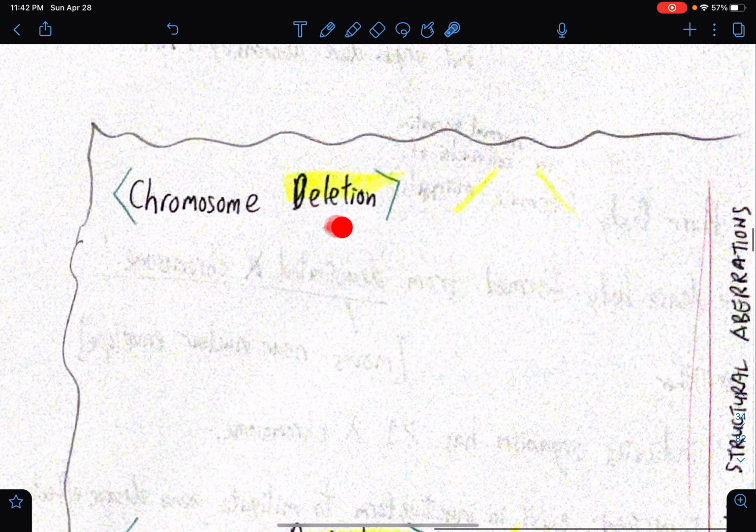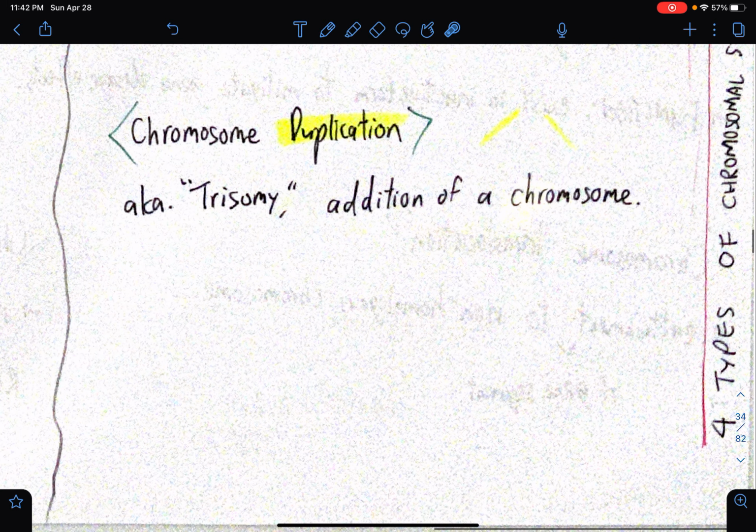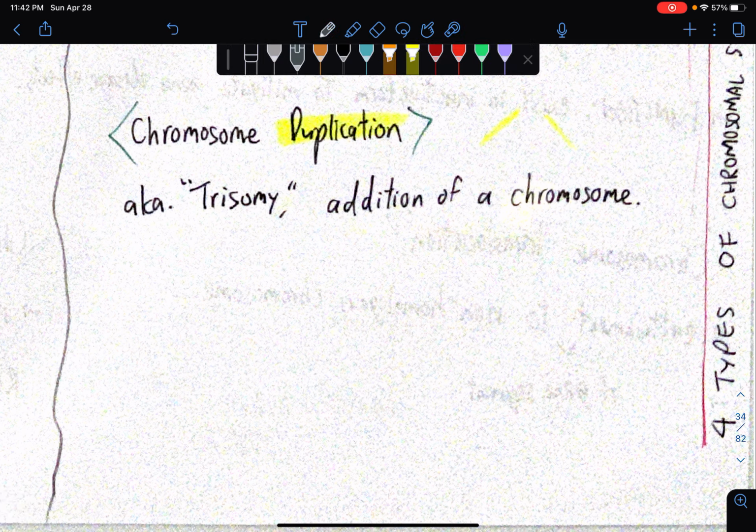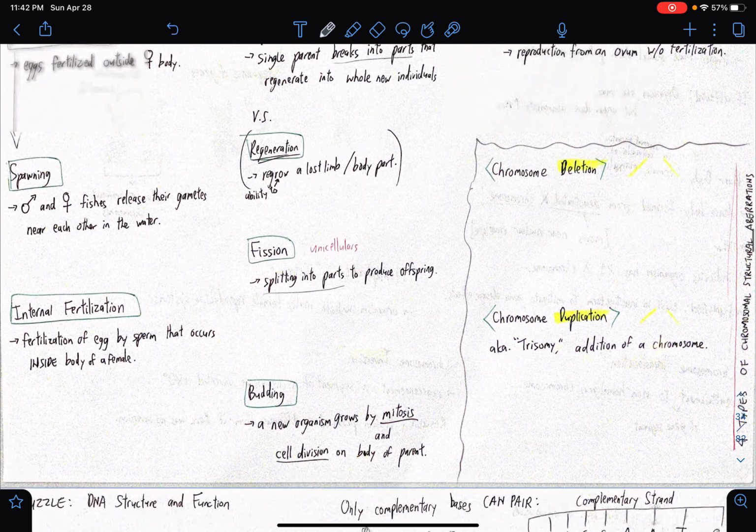So we have chromosome deletion. Deletion example again is Cri-du-chat syndrome, deletion of chromosome 5. How about duplication? Trisomy. So I believe Down syndrome is an example. So trisomy 21, literally from the word trisomy. So there's an addition of a chromosome 21. So that's what Down syndrome essentially is.